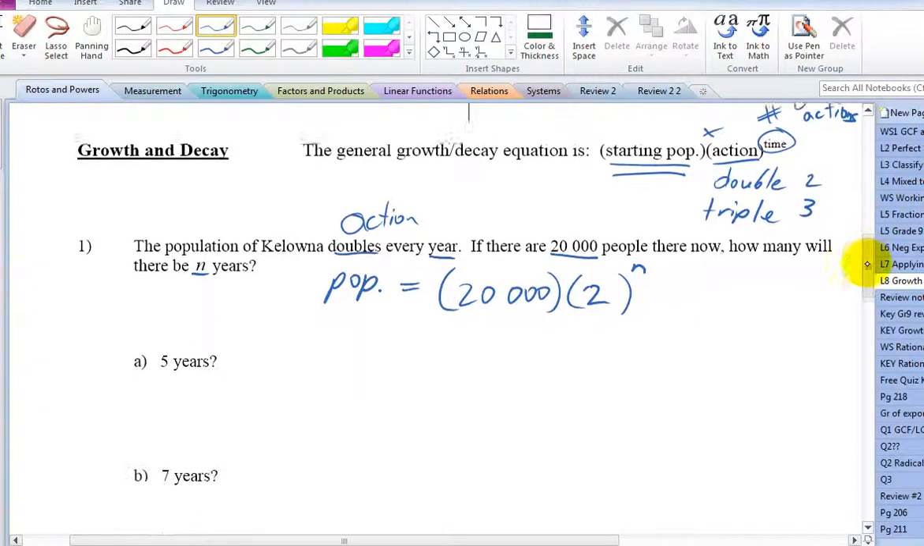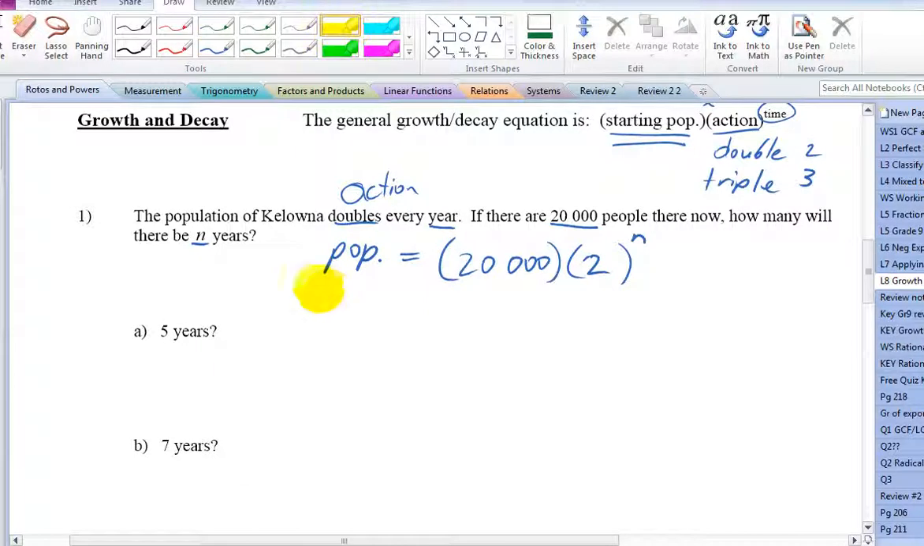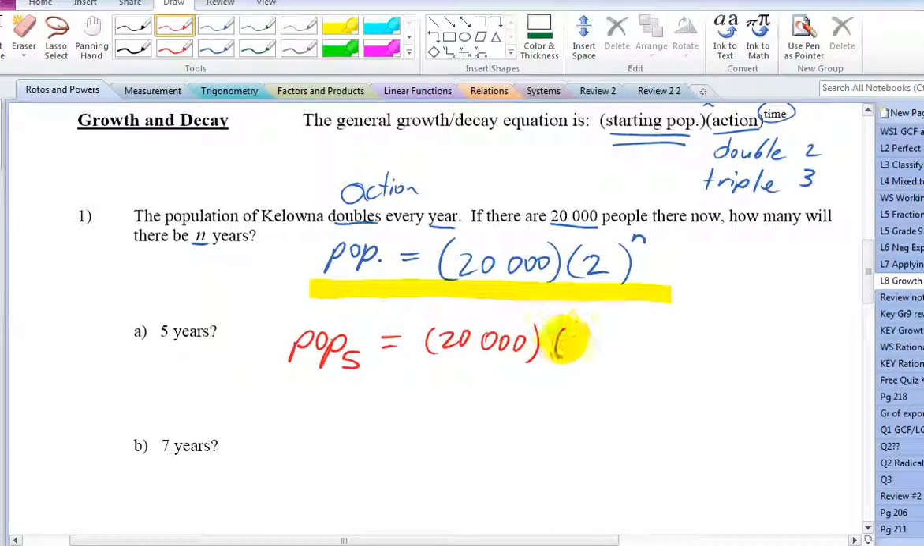Okay. So this is what we call your general formula. And one of your textbook questions asks for that, on the next page. What's the general formula? Okay, that's what they mean. So use n for time. Now, let's figure out 5 years. So what's the population in 5 years? So 20,000 is the start, times 2 to the exponent 5, because we double every year.